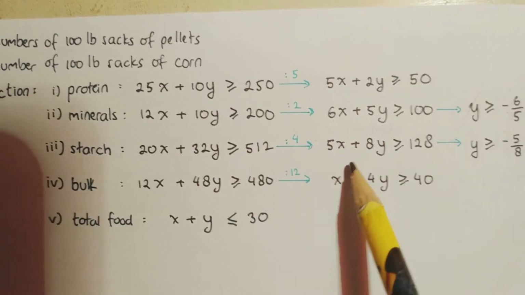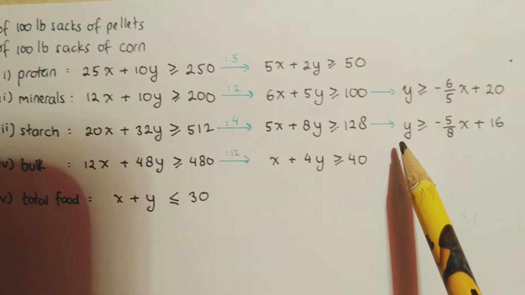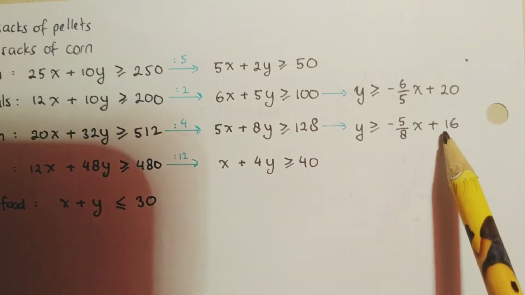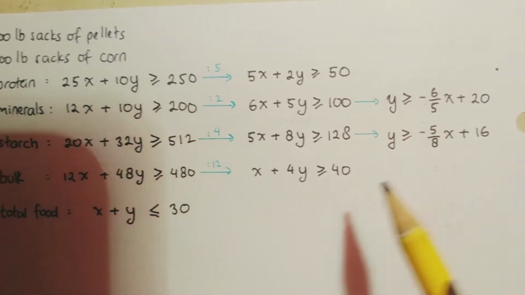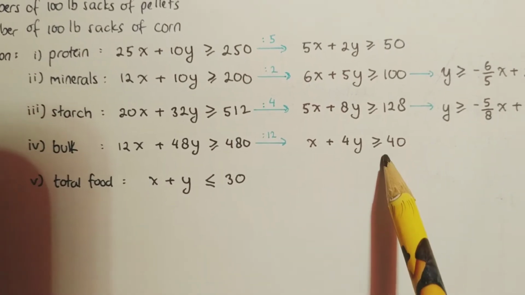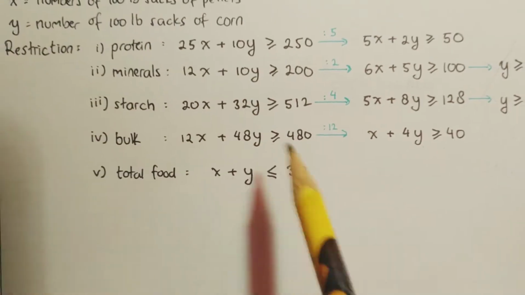The next one is also not good enough for me to graph directly, so I change it into the slope-intercept form, and this one is good, since I know that the y-intercept is 16 and the slope is this one, so I can graph it directly. And when I simplify this one, I think it's good enough, since I can use the x-intercept and y-intercept method.